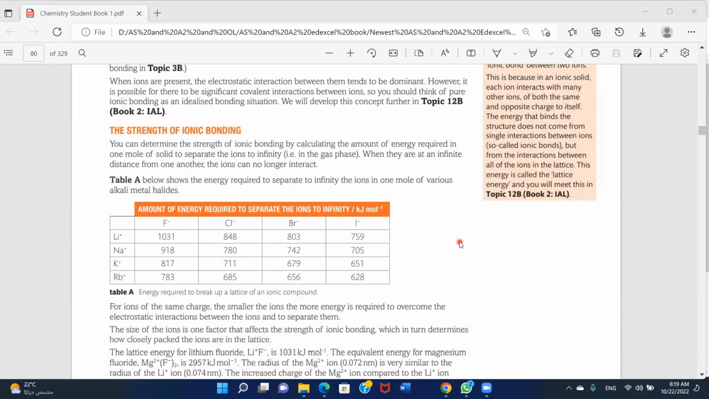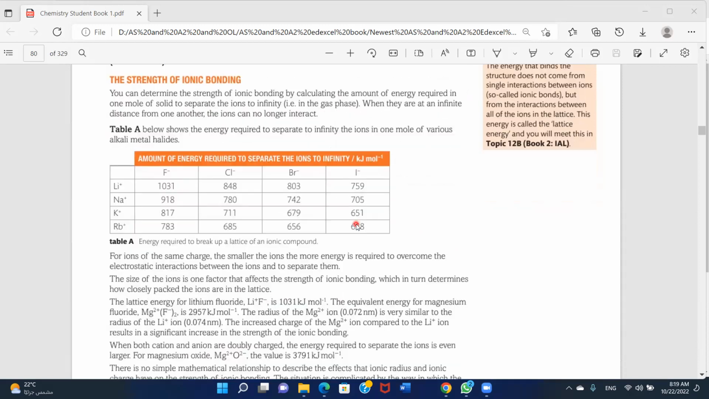It depends on the size of the ion, and also on the charge on the ion. For example, we are going to find out the strength of ionic bonding in lithium fluoride, lithium chloride, lithium bromide, lithium iodide. We will leave lithium constant for all of them, and we are going to change the negative ion from fluoride to chloride to bromide to iodide.